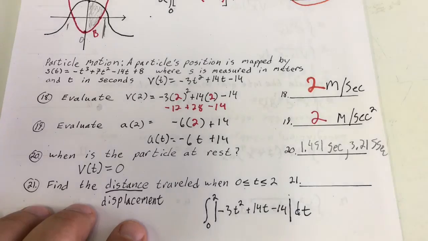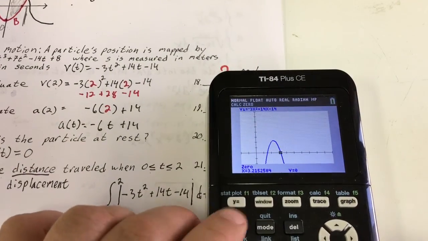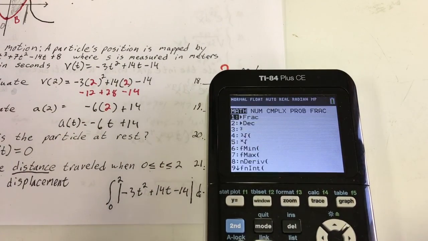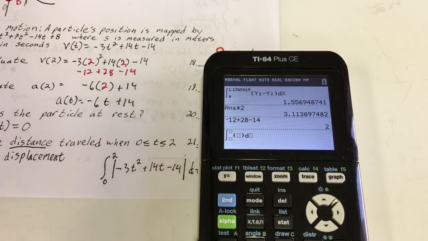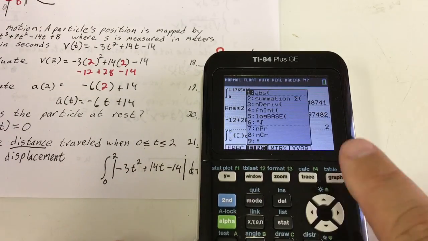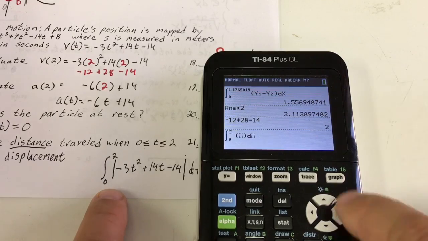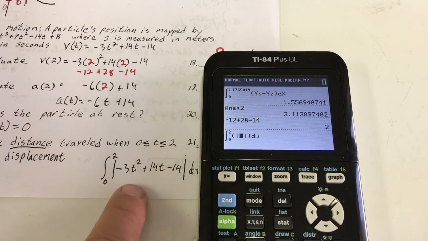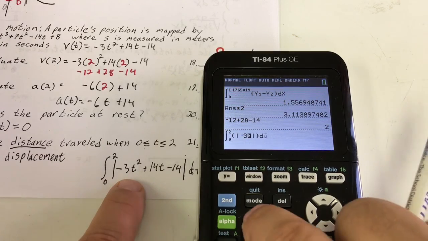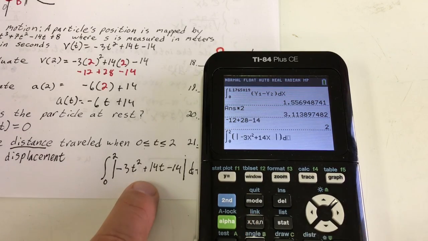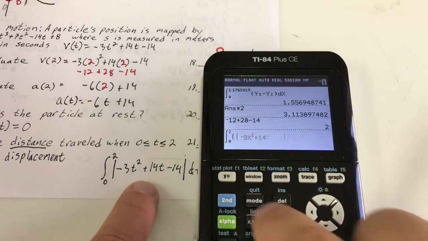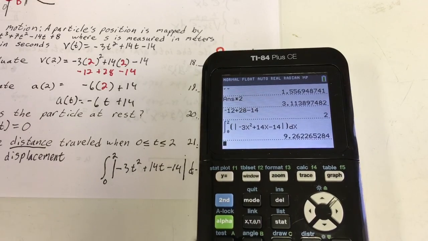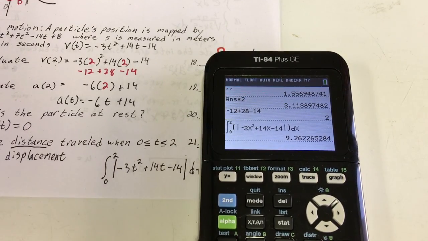And again, that's just a calculator key in. So let's go ahead and type that. Get in normal calculator mode. And now I'm going to type in math 9. Now, a shortcut to get to the absolute value button would be alpha window. Alpha window, and that gives me the absolute value. But I want to do my limits of integration first. 0 to 2. Now I'm going to do my alpha window, and absolute value is the first thing up there. I'll type it in like it looks: negative 3t squared plus 14t minus 14 with respect to t. And the total distance traveled is 9.262.